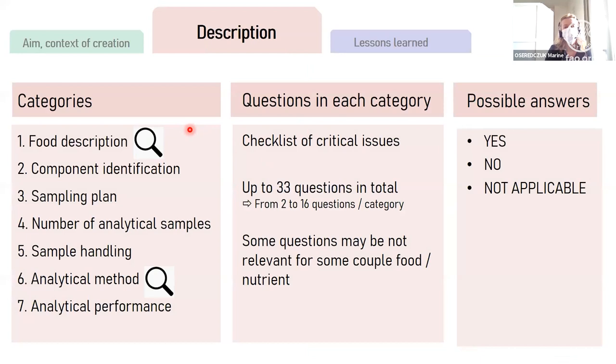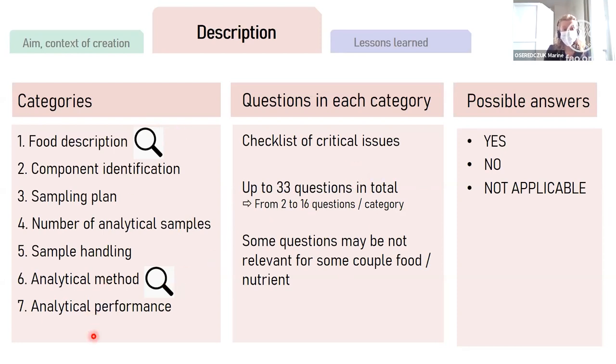The quality assessment for analytical data we've made consists of seven categories that you can read here. Food description, component identification, sampling plan, number of analytical samples, sample handling, analytical method, and analytical performance. Defining these categories was more or less easy because there was a good consensus between the different systems on these categories. And today we will focus only on two categories, food description and analytical method.